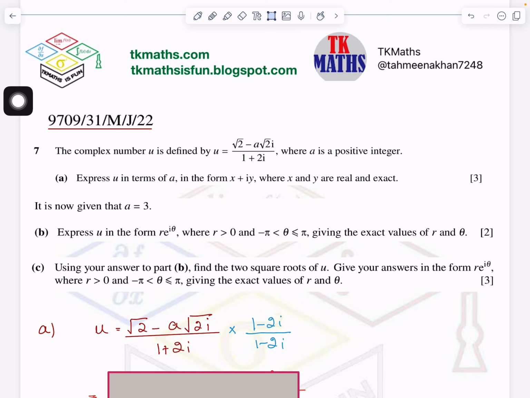In today's video, we will solve a question on complex numbers, which is a part of the first syllabus of A-level mathematics, P3. Code is 9709. Paper is June 22, variant 3.1. So the question is in front of you.